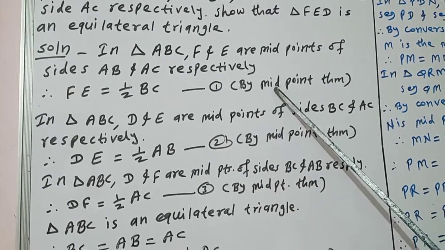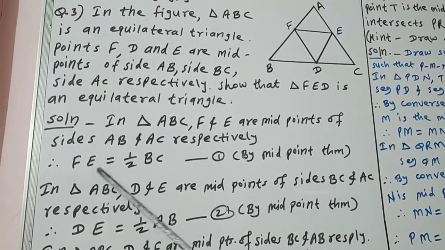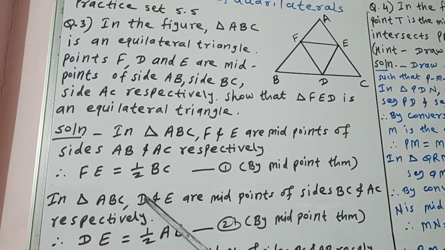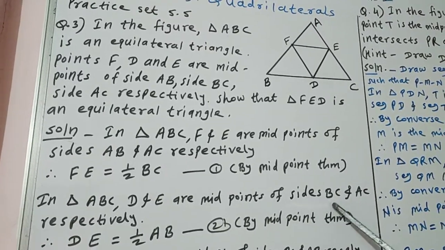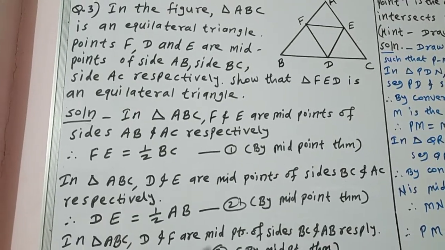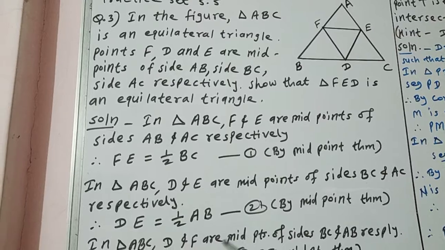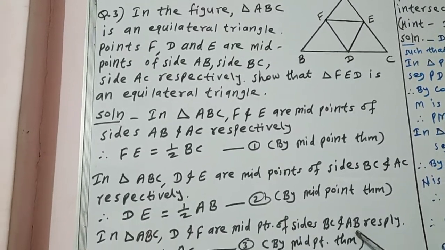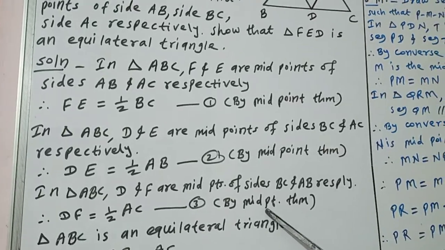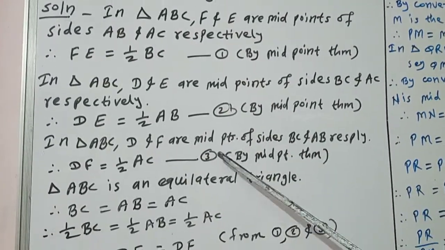Therefore, by midpoint theorem, this FE is half of BC. FE is equal to half of BC, number 1. Then, in the same triangle, D and E are midpoints of side BC and AC respectively. Again, by using midpoint theorem, DE is half of AB, number 2. Then, D and F are midpoints of side BC and AB respectively. Then, DF is half of AC. Again, reason by midpoint theorem.